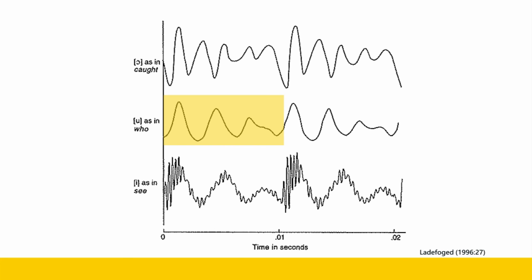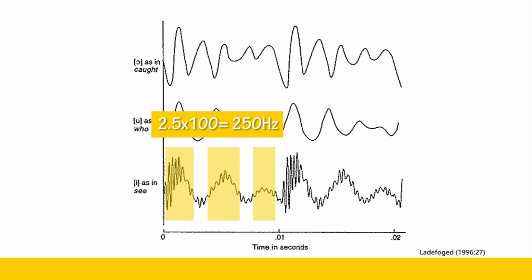Similarly, if you look at the vowel oo, it has one main pattern, but within that main pattern it has 3 small peaks. So the small peaks have a frequency of 300. In this one, it's 2.5 times almost, so it has a frequency of 250.